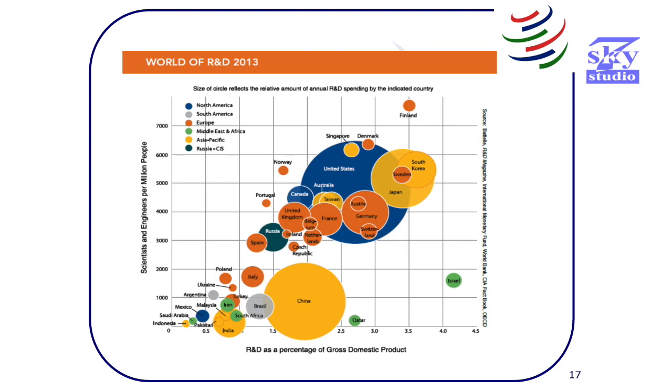If we now look at the BRIC countries, China is spending a lot in absolute terms. It's a big circle here. Relatively low number of scientists and engineers. It's down here. And Russia is doing better in terms of scientists and engineers per million people, but in absolute terms is spending much less than China. Much smaller circle, and also less in terms of percentage of GDP.